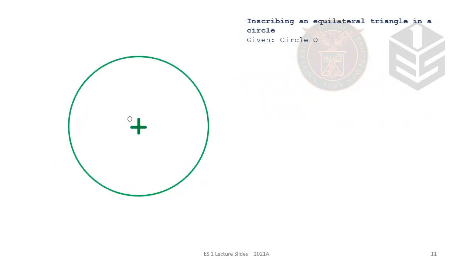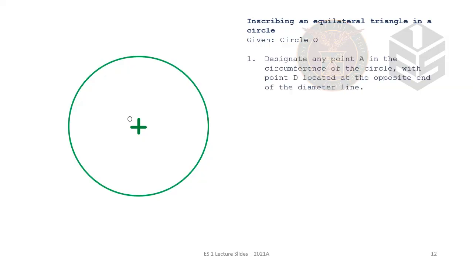Now for the third technique, we have inscribing an equilateral triangle in a circle. So we are going to apply the previous technique later on to demonstrate how this construction works. Okay, so given a circle O with the center marked as shown. Okay. So for this problem, we can proceed with the first step.